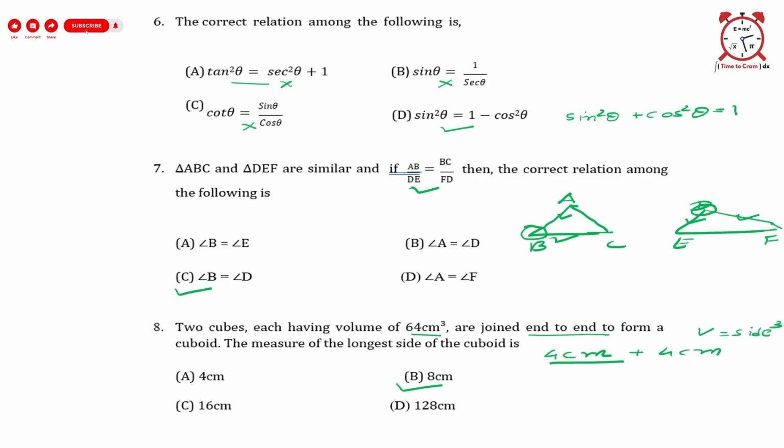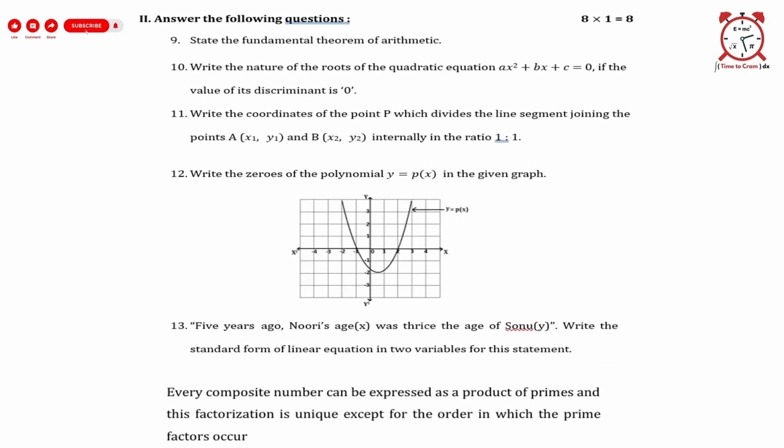Next question is: state the fundamental theorem of arithmetic. Every composite number can be expressed as a product of primes, and their factorization is unique except for the order in which the prime factors occur. So this is the fundamental theorem of arithmetic and the answer of question number 9.